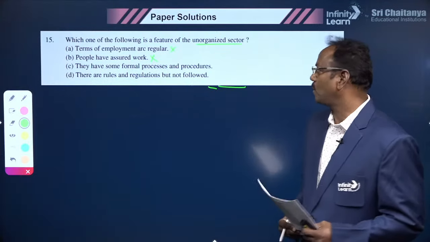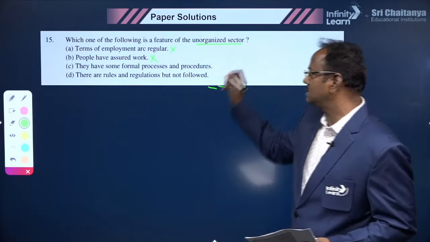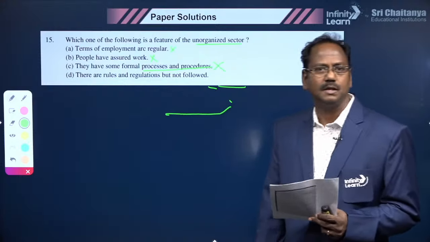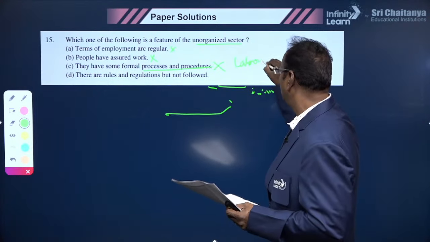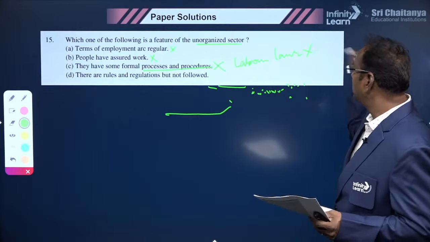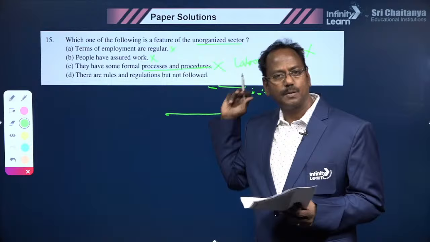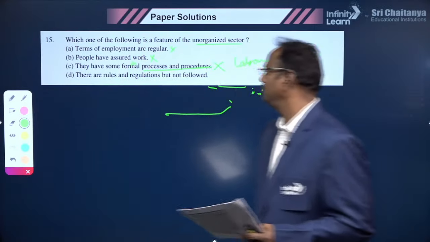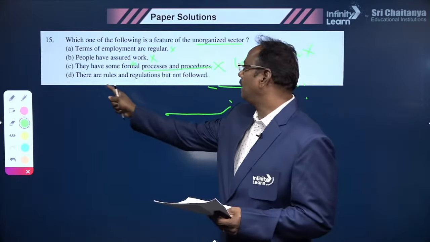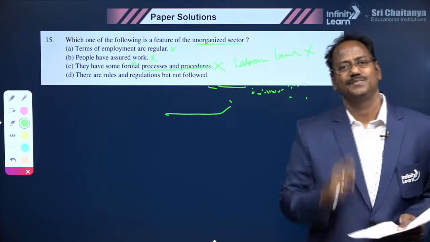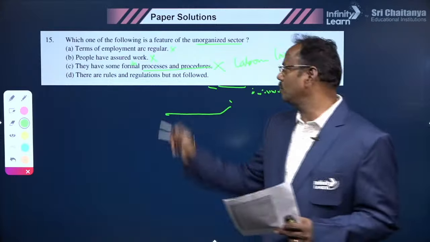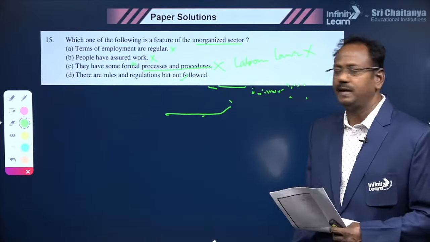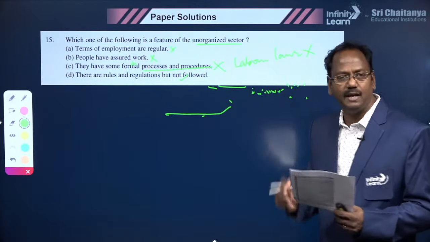They have some formal processes and procedures. See, the unorganized sector never follows these processes or the procedures of the governments. They never follow the labor laws. They do not follow the proceedings formally; they follow informal processes. Then next, there are rules and regulations but not followed. This is true. In the unorganized sector, there are many rules and regulations set by the government, but they do not follow them. This is the most related answer here. So the answer for question number 15 is D.